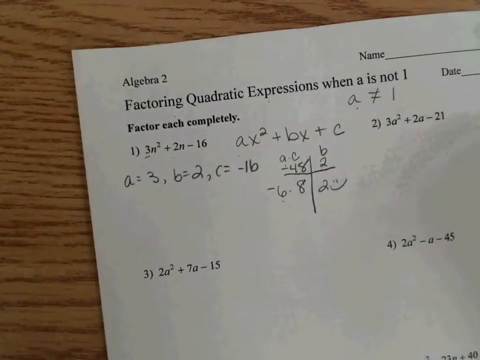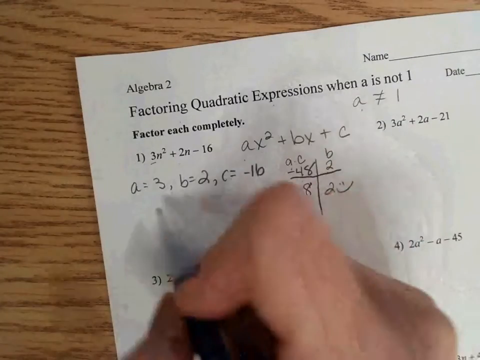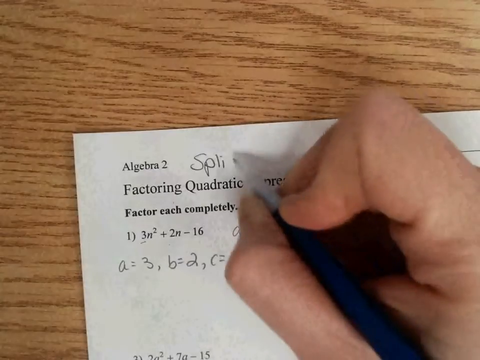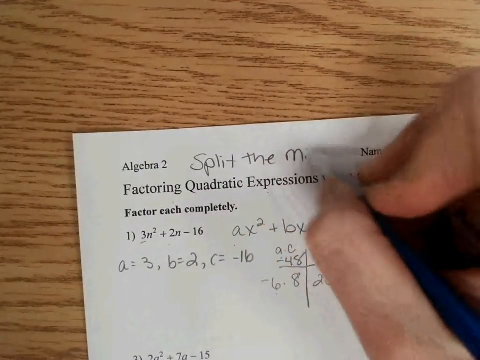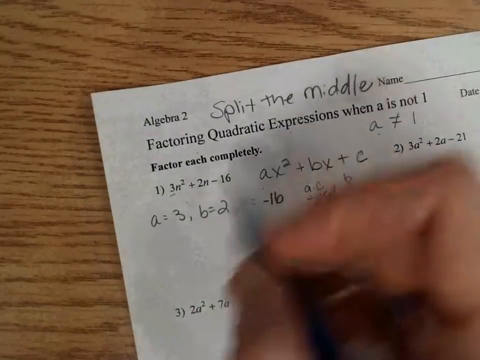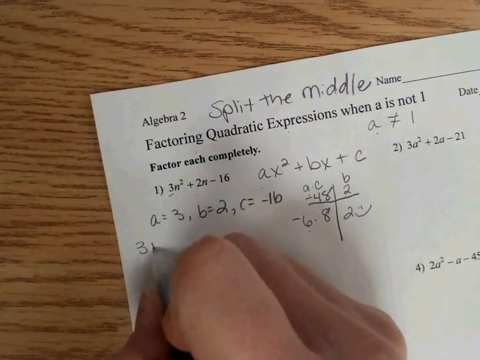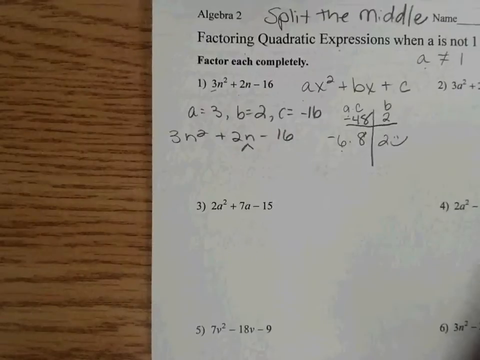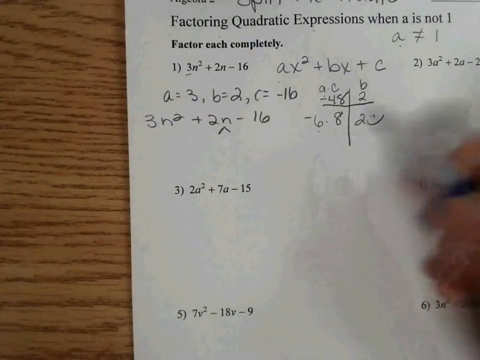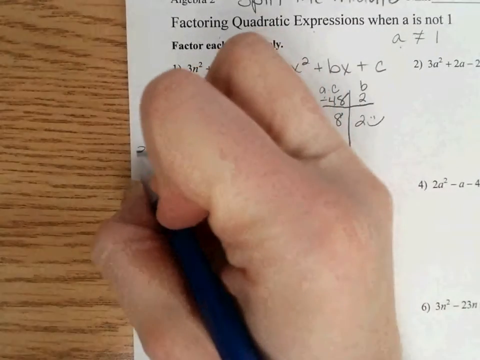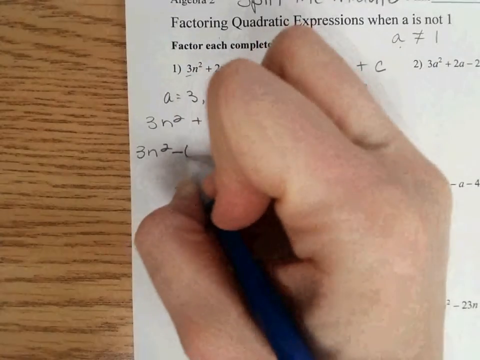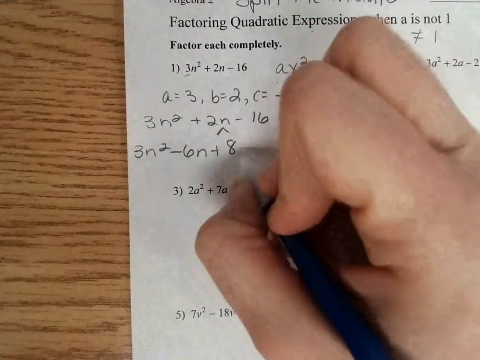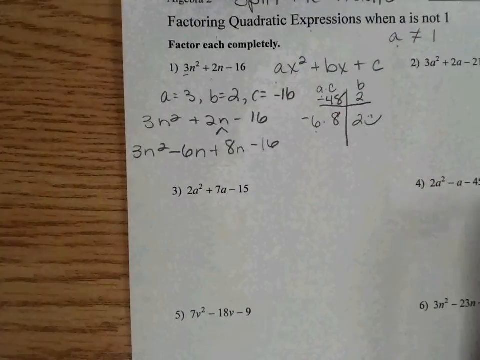Here is where the main difference comes in. Now, this method is sometimes called split the middle. So we're going to take this original expression, 3n squared plus 2n minus 16, and we are going to split the middle. We know negative 6 and 8 add to get 2. So I'm just going to rewrite 3n squared minus 6n plus 8n minus 16.